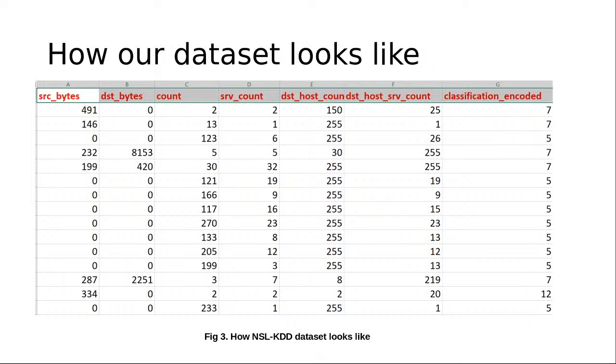Hopefully this makes sense. And last but not least, we have what is called classification encoded. In the original data set, the classifications typically have a specific attack name attached to them. But in reality, from a machine learning perspective, we need to change each of these names into a number.